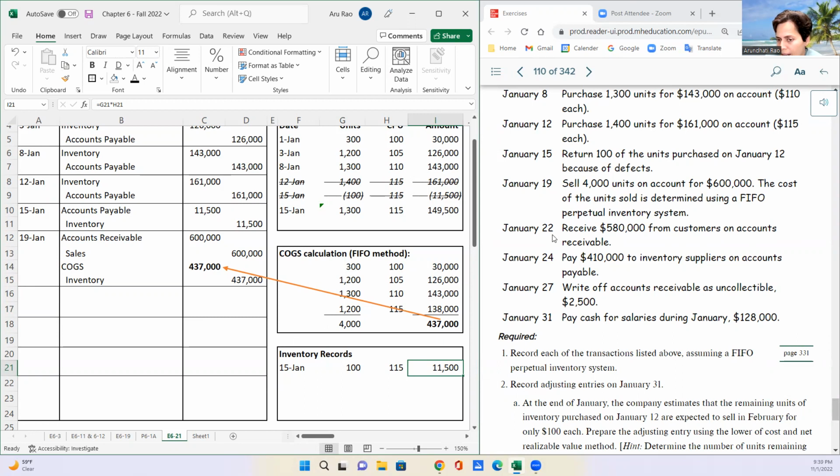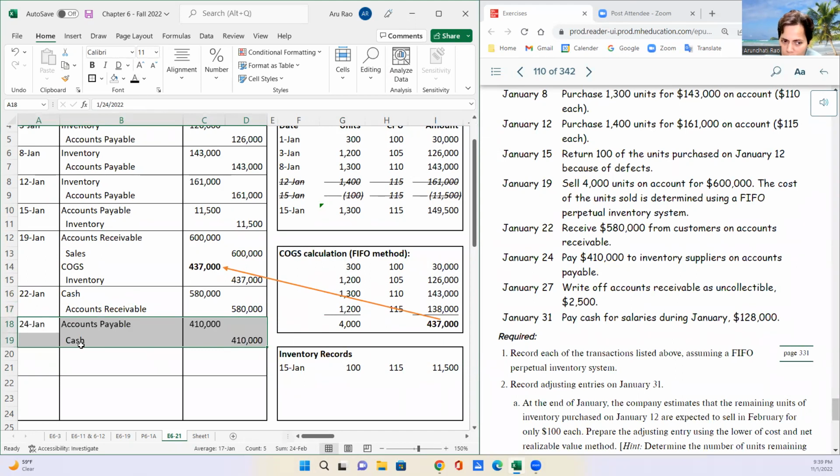On the 22nd, I received 580,000 from customers on account. The customers who owed me money, they're paying me. So it's cash debit, accounts receivable credit, 580,000. On the 24th, I paid $410,000 to my suppliers. So here my journal entry is going to be, I'm making a payment, so cash credit, accounts payable debit, because I now no longer owe that money. Accounts payable debit, cash credit, $410,000.